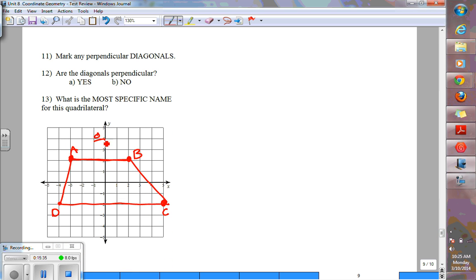So I'm not rising any at all. I'm running 1, 2, 3, 4, 5. That simplifies to 0. Over here, I'm rising down 1, 2, 3, 4. That's negative 4. And I'm running 1, 2, 3. It's a positive 3. I can't simplify that anymore. Down here, I'm not rising at all, so that's 0. And I'm running 1, 2, 3, 4, 5, 6, 7, 8, 9. 0 divided by anything is just 0. And over here, I'm rising 1, 2, 3, 4. And I'm running 1. Can't simplify that anymore.